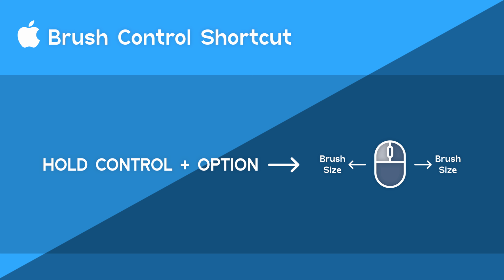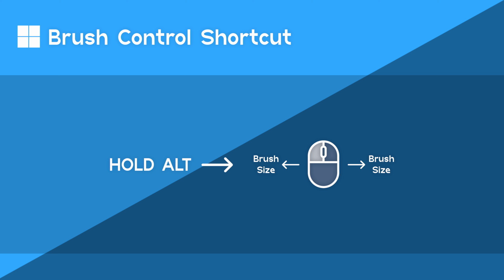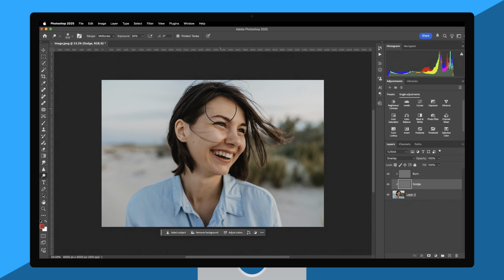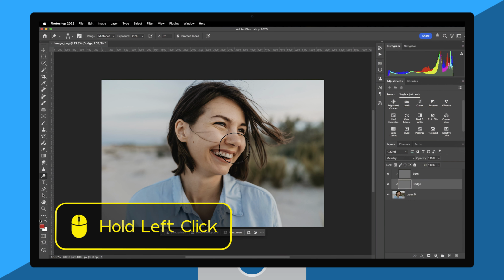On Mac, hold Ctrl Option, then hold the left button on your mouse and drag from left to right to change the brush size. The same shortcut also allows you to change the brush hardness if you drag up and down. On Windows, hold Alt, then hold the left button on your mouse and drag from left to right to change the brush size. And the same shortcut also applies to change the brush hardness if you drag up and down.